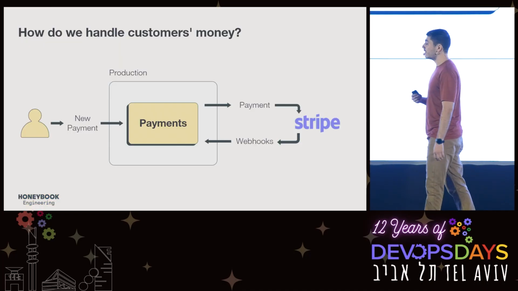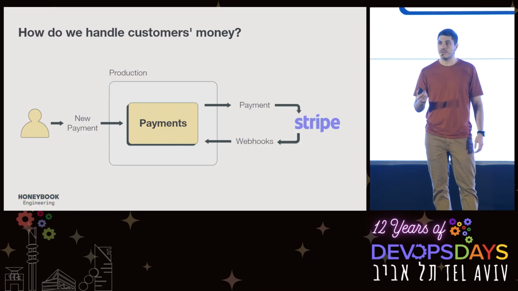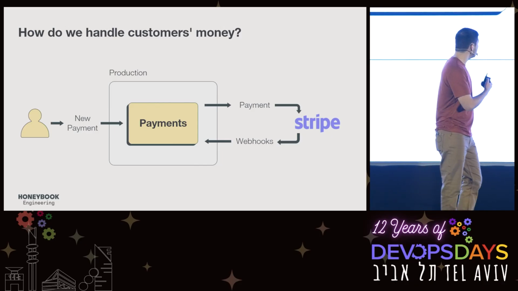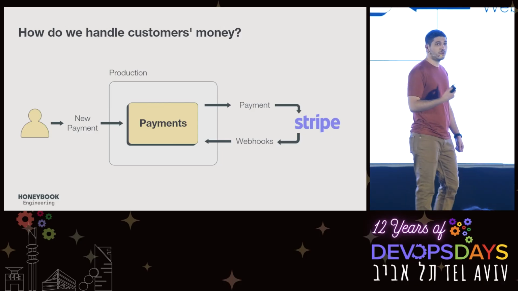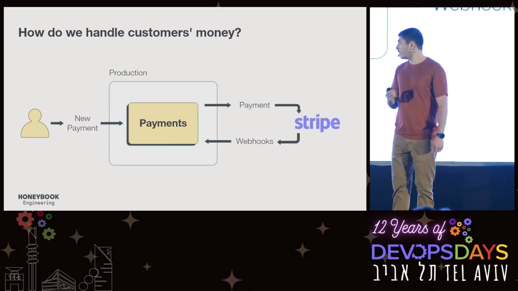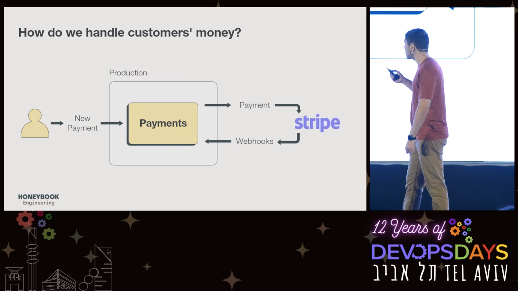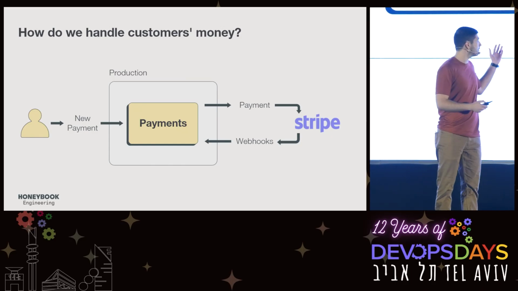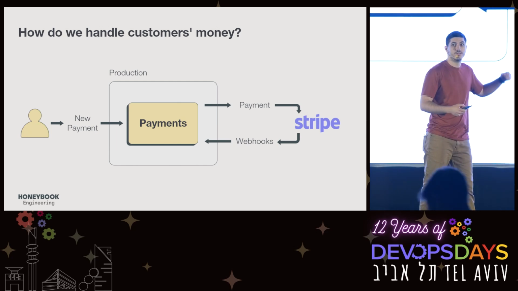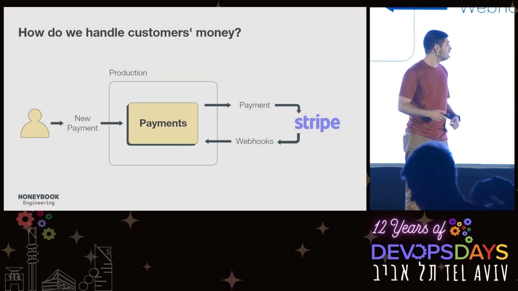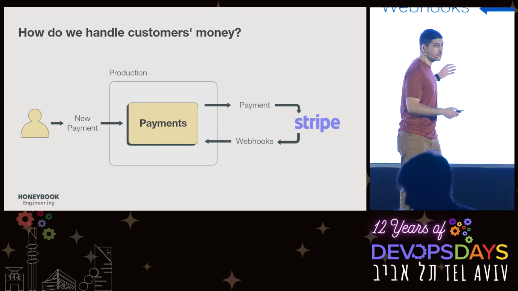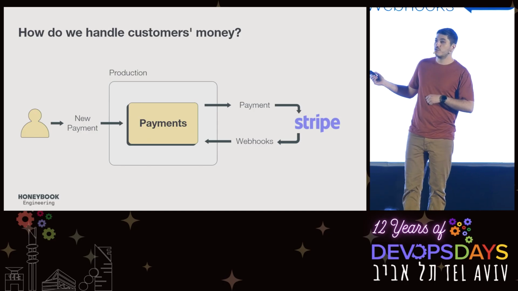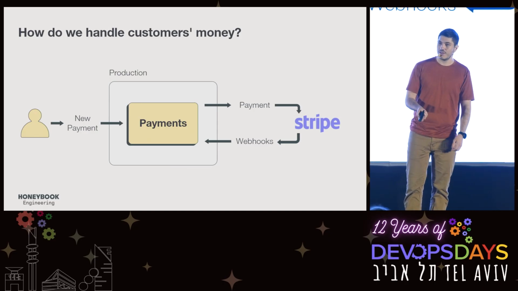Let's talk a bit about how we manage our customers' money in production. Well, when a new customer comes in and pays one of the business owners we serve, he sends a request to our payment service. Our payment service then sends a payment request to Stripe, which is the third party we use for payments. And then Stripe sends us back webhooks. That's the situation in production, but what about staging?